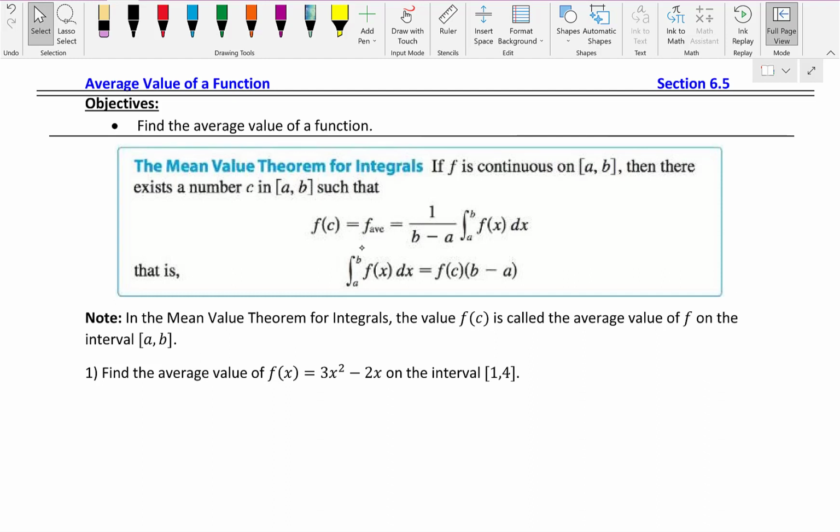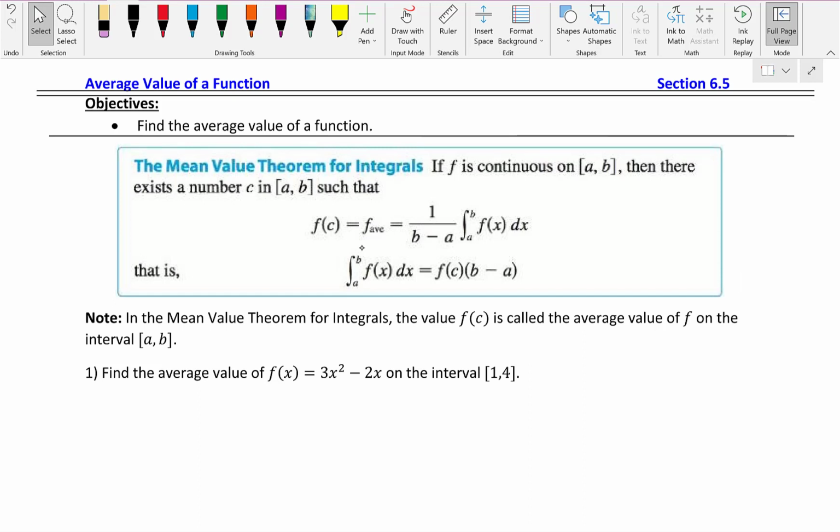All right, short and sweet for 6.5, we're going through average value of a function. We've got the mean value theorem for integrals here. If f is continuous on a closed interval a to b, then there exists a number c in [a, b] such that f of c, the average value, is equal to 1 over b minus a times the integral from a to b of f of x dx.